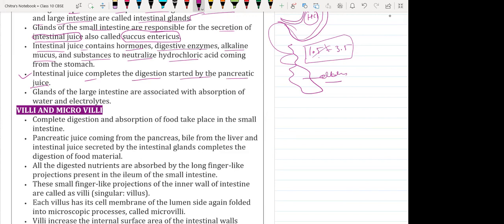Next, the gland of the large intestine. Digestion only takes place up to the small intestine. Digestion takes place from the mouth, then the stomach, and even in the small intestine, along with absorption. But in the large intestine, no digestion takes place. There, reabsorption takes place. What is reabsorption? Anyone can answer. What is meant by reabsorption?